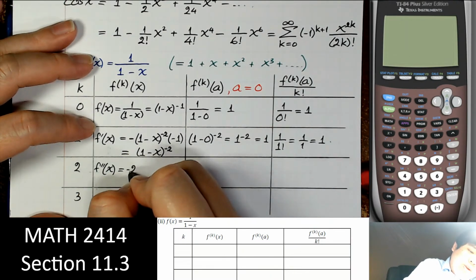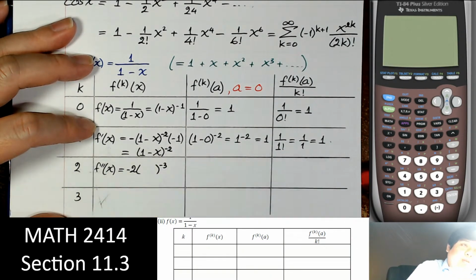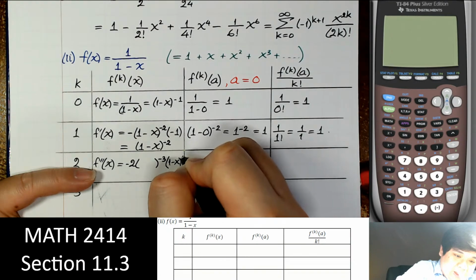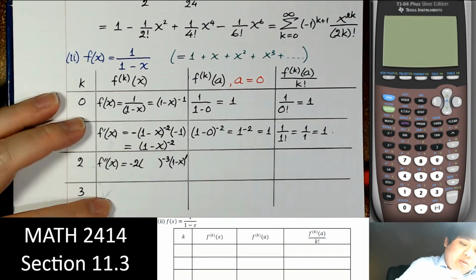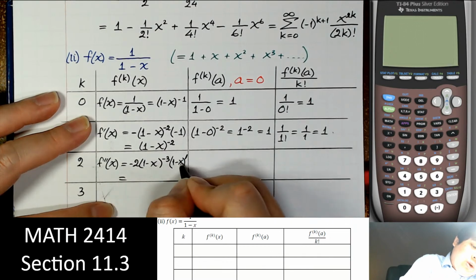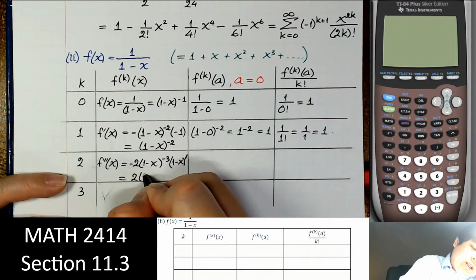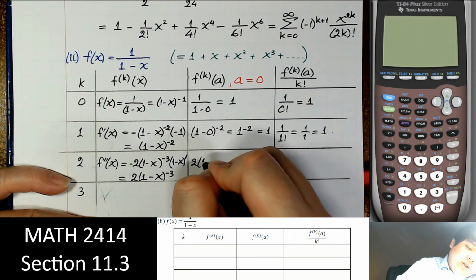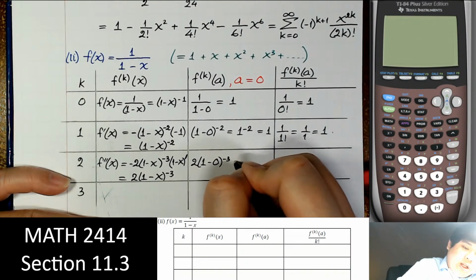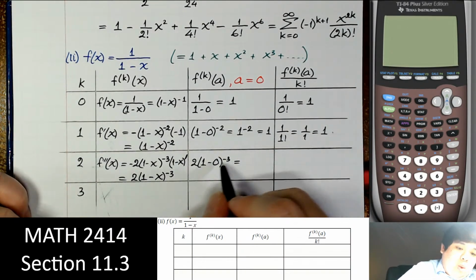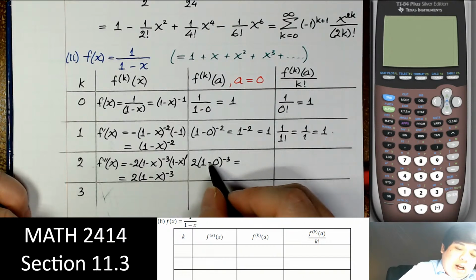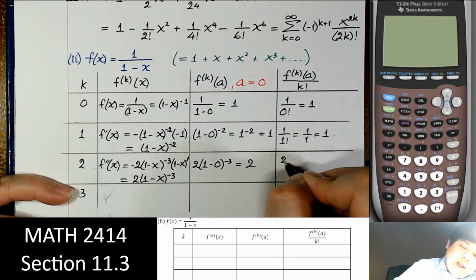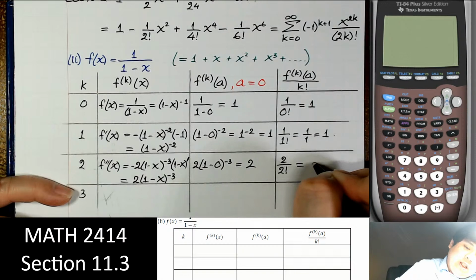Second derivative, take out the negative 2, that becomes negative 3, and then we have the derivative of 1 minus x, which is negative 1, as we had before. So negative and negative, so that is 2 times 1 minus x to negative 3. With 0 plugged in, that's 1 to negative 3. So 1 times 2 is 2. 2 over 2 factorial is also 1.